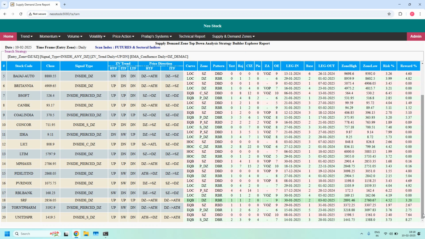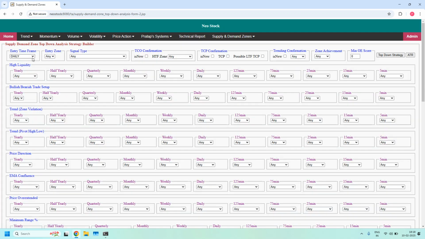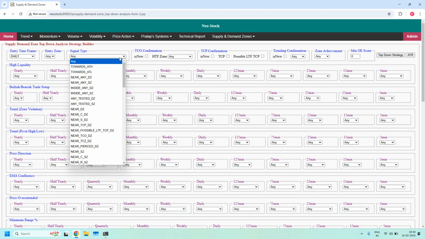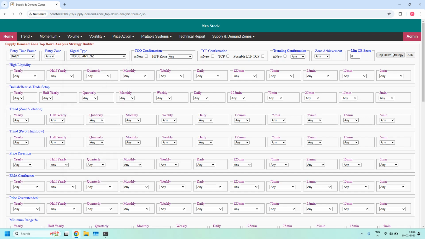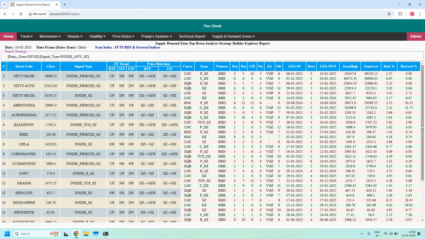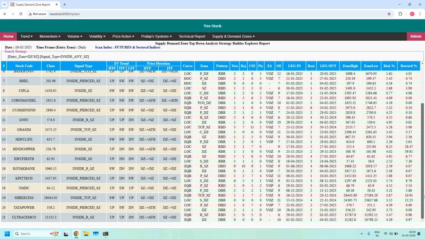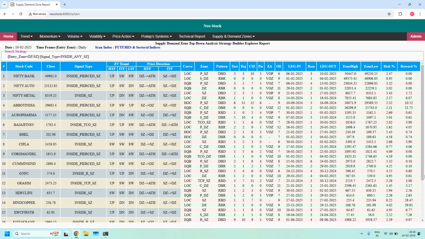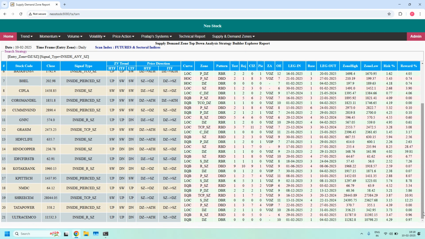Next, for daily time frame, let us find the stocks where price closed inside the daily supply zone. So total 21 stocks are filtered. First 15 stocks in the list. I am scrolling the list down. Total 21 stocks are filtered.